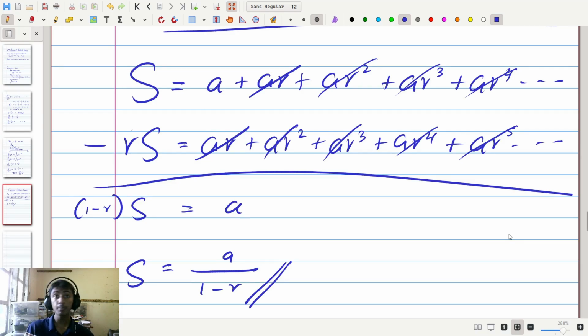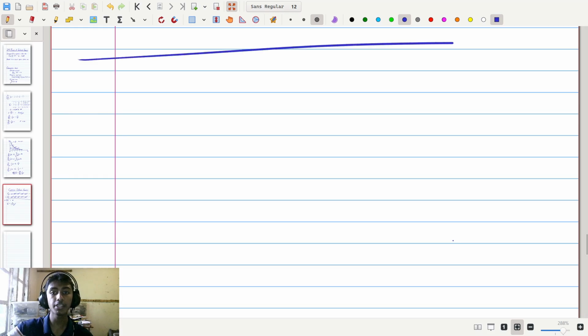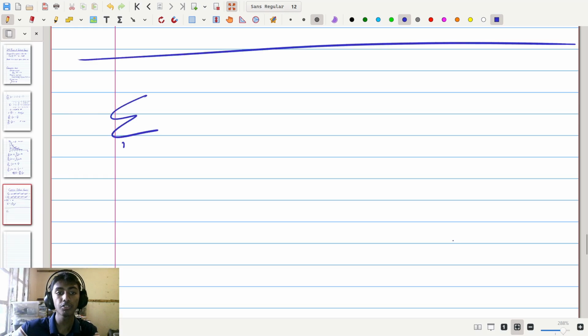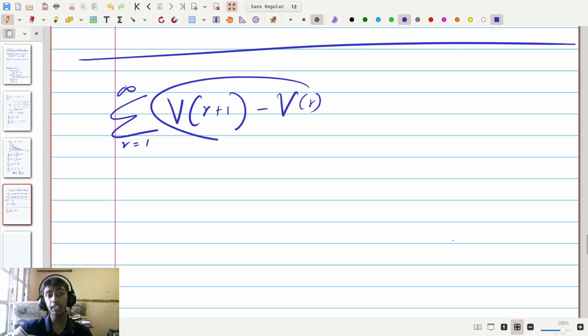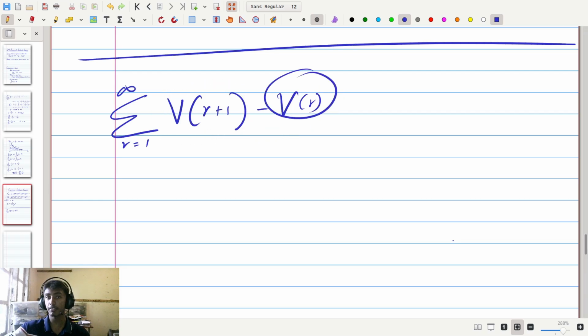The next type of simple infinite sum that we can have is a telescoping sum. A telescoping infinite sum would be a sum of the form sigma r equals 1 up to infinity, and for our simplest case, let's consider a telescoping sum of v of r plus 1 minus v of r. There can of course be other types of telescoping sums, but this is the simplest one: the next term minus the previous term.